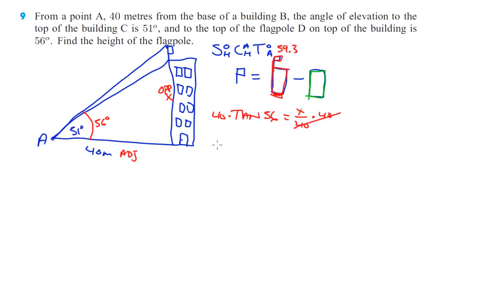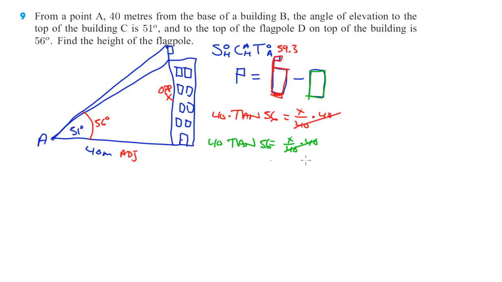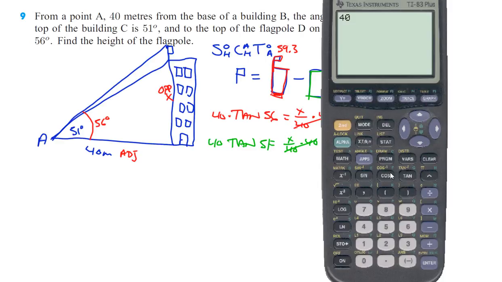Okay, so the height of the building is going to be tangent of 51 equals x over 40. All right, so multiply both sides by 40, and we'll get x equals 40 times tangent of 56. So 40, not tangent of 56, sorry, tangent of 51. Right, that's better. So 40 tangent 51 gives us 49.4.